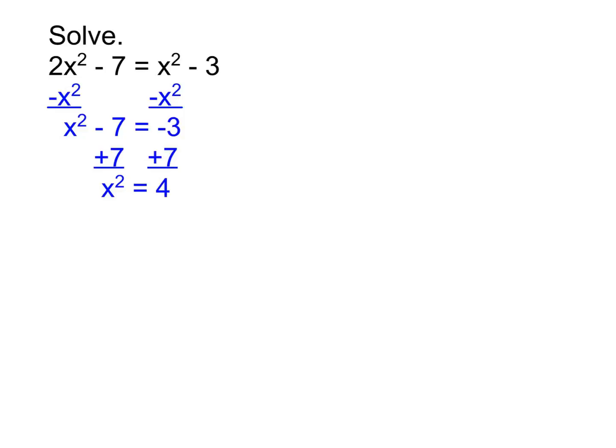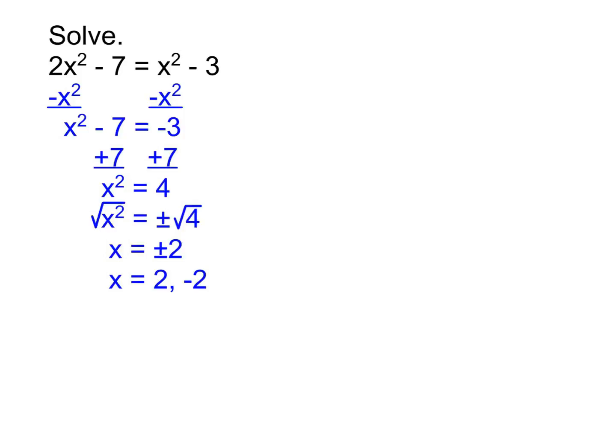Get rid of the squared by square rooting. And again, check your paper. This is the point where I expect to see that plus or minus in there. Did you include it at that point? And then we go ahead and do the square root. The plus or minus is just carrying down. That's why we have the plus or minus in front of the 2. Therefore, x equals 2 and -2.